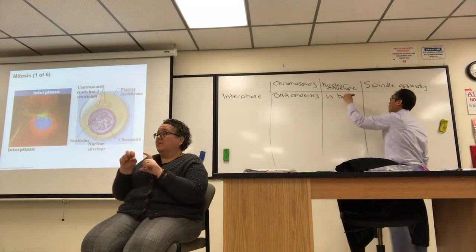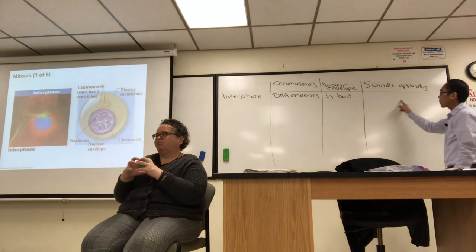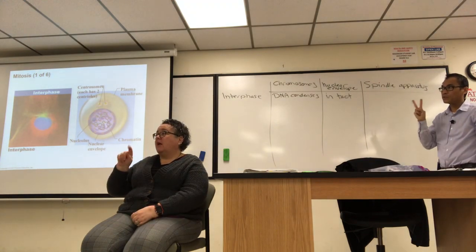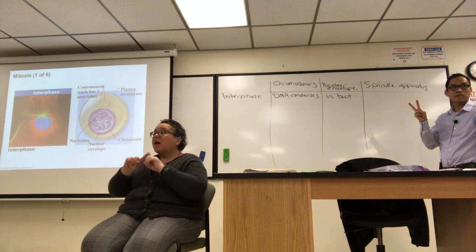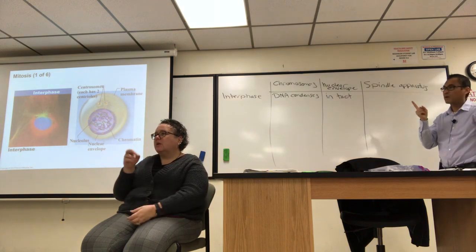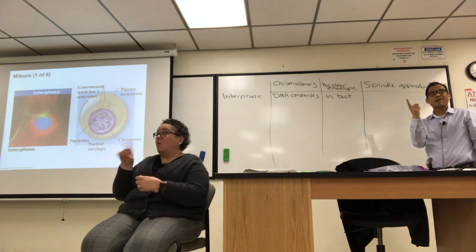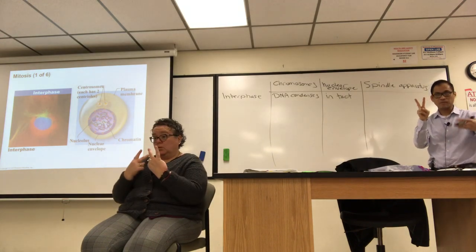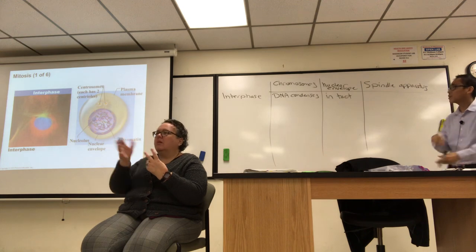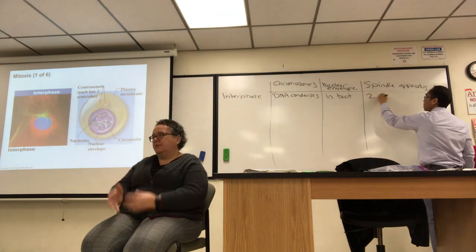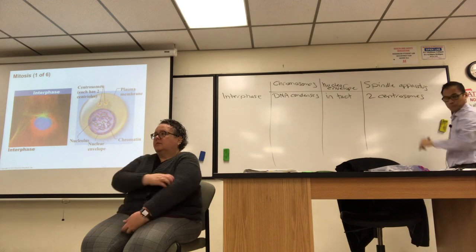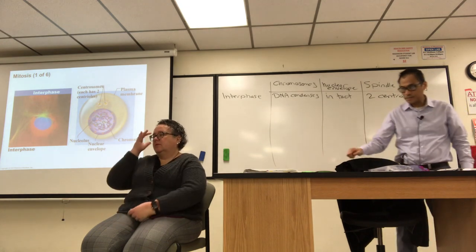It's still there. Now, the spindle apparatus, you really don't have it yet. The only thing we notice is that there are two centrosomes. So if you only saw one, you'd be like, oh, well, it's not going to divide. If you see two, you tell yourself, oh, it's going to divide soon. Let's see what happens next.